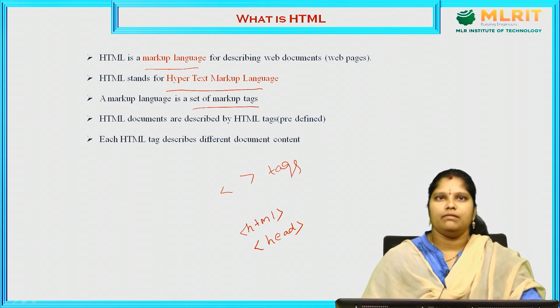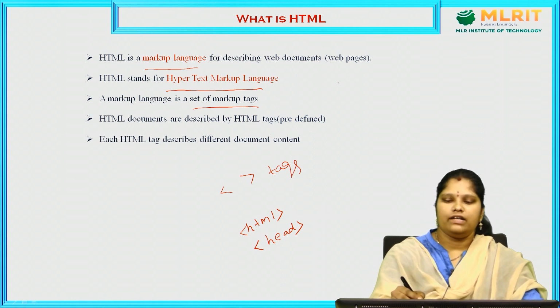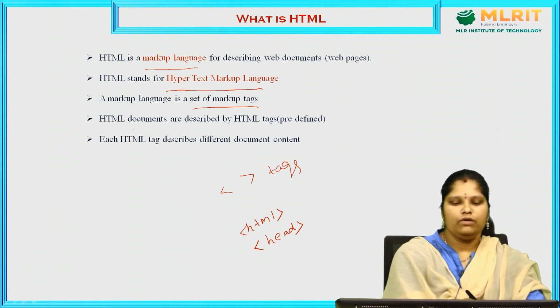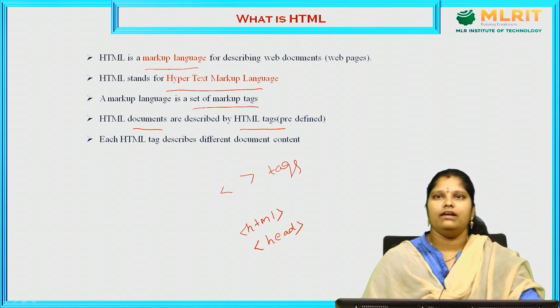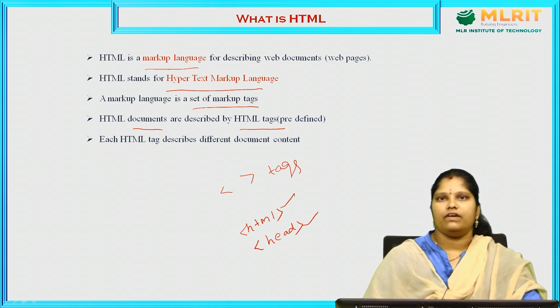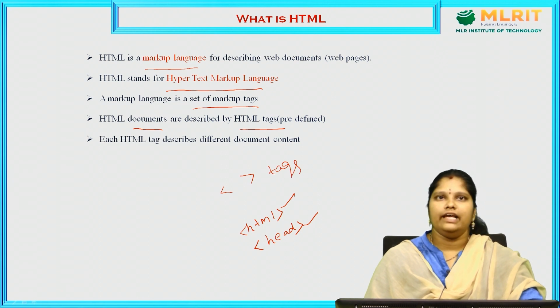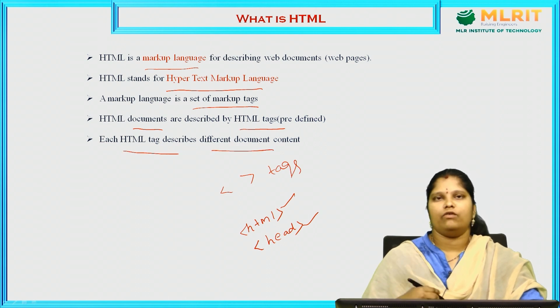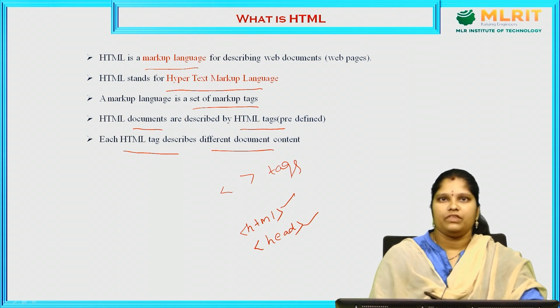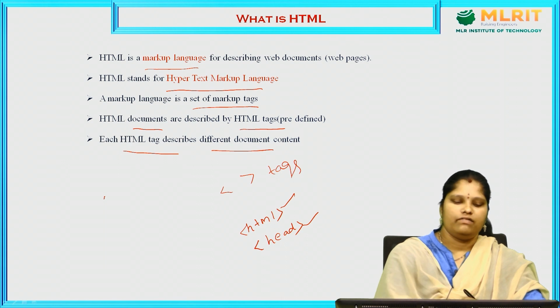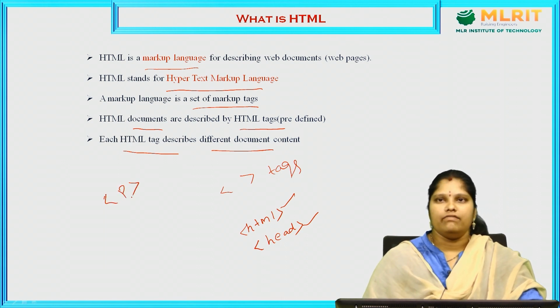And next one is, HTML documents are described by HTML tags. For creating any document, we need to use a few predefined tags. These are the predefined tags we use for creating any HTML document, so it is described by HTML tags. And next, each HTML tag describes different document content. If I want to insert a paragraph into the web document, for that we need to use the paragraph tag.